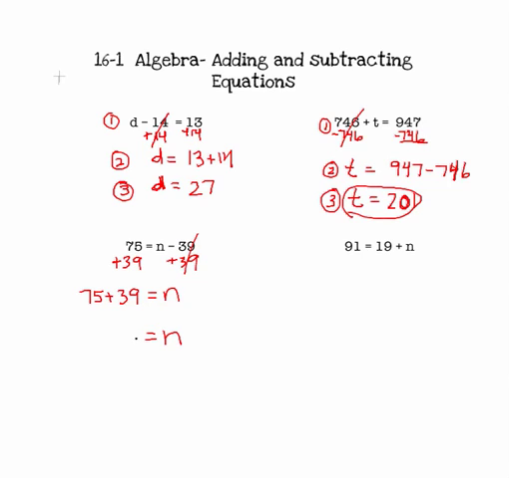75 plus 39, 5 plus 9 is 14. Come on, pen. And I carry the 1. 7 plus 3 is 10, plus 1 is 11. So my answer would be 114 equals n. Catch it on? All right, last one. Again, 91 is on the left side of the equation, where up here our answers were on the right side. That's all right. You do the same thing. I still need to get n alone. But look, what do I have to get off of n? It's 19 plus n. So I want to subtract 19 since it's using addition in here.